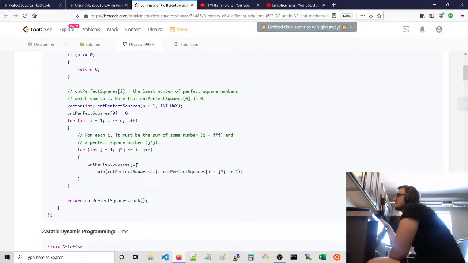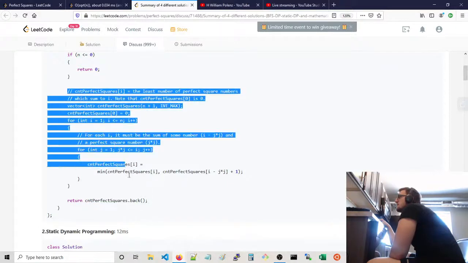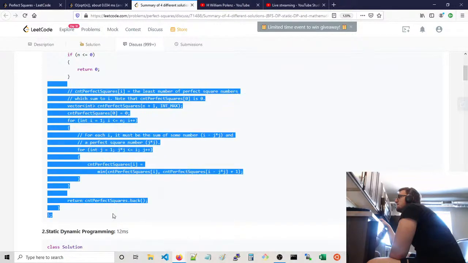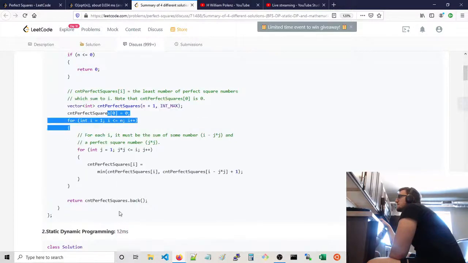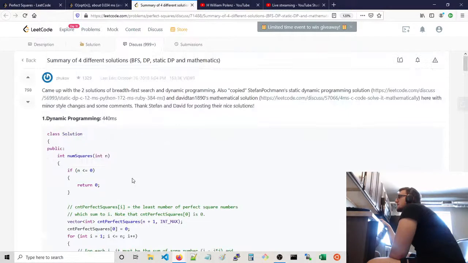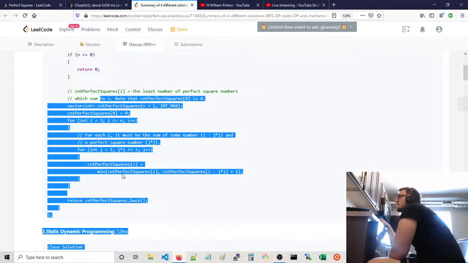So then you say count perfect squares of i is going to be the minimum of whatever it is, and this smaller possibility plus 1. Yeah, that makes sense. Okay, fair enough. And then you just take the largest value, right? The one at the end, yeah. My depth first search did something like this, so that was really awkward. It's really slow.